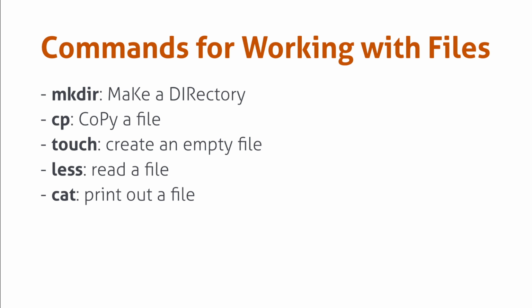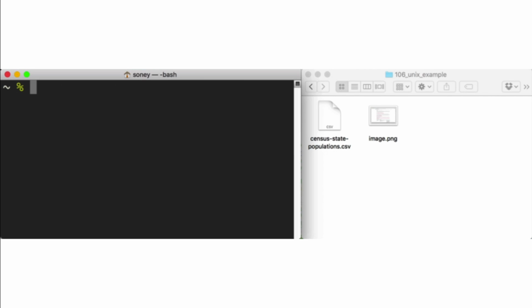So navigation is all well and good, but it's nice to actually be able to work with files instead of just navigating. So I can make a directory by typing in mkdir. I can copy a file with cp, can create an empty file with touch. I can read a file with less, or print a file out to the terminal with cat. So on the right hand side here, I have a Finder window in which I'm in the directory 106 Unix example. And in my terminal, I'm going to enter that directory.